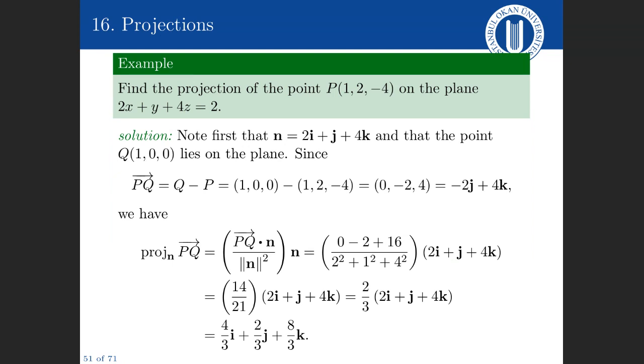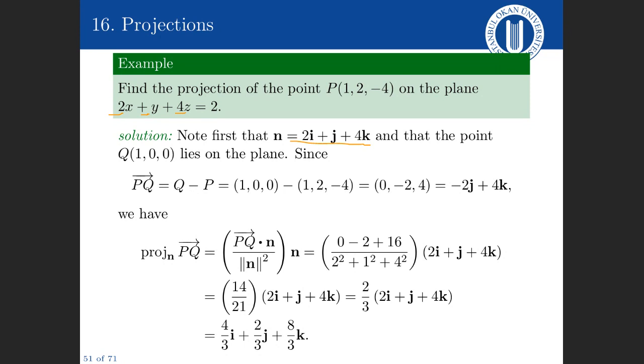For example, find the projection of the point 1, 2, minus 4 onto the plane 2x plus y plus 4z is equal to 2. We need a vector which is normal to the plane. Straight away, we write that down. Numbers in the plane equation: 2, 1, 4. So we must have the normal vector 2i plus j plus 4k.